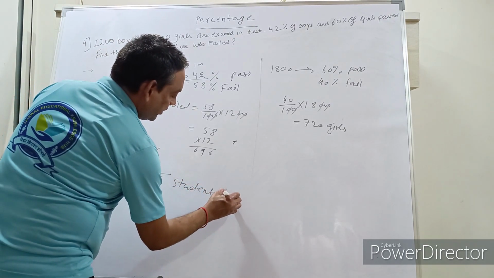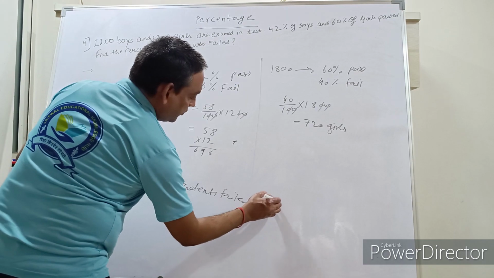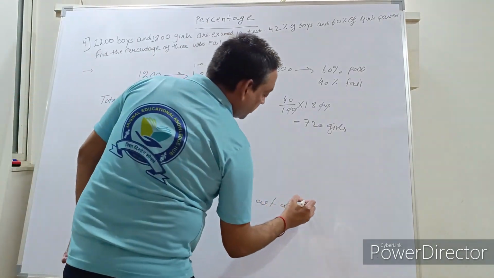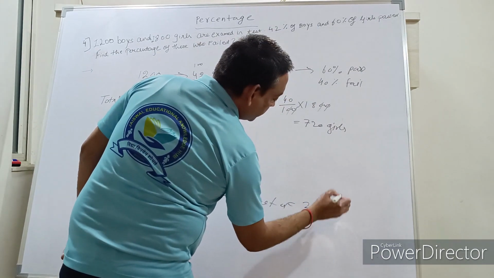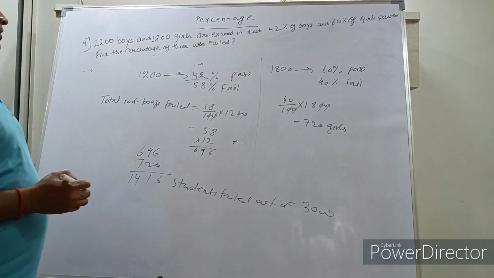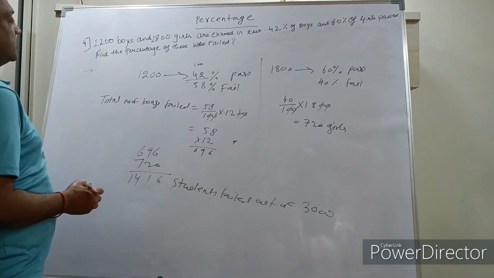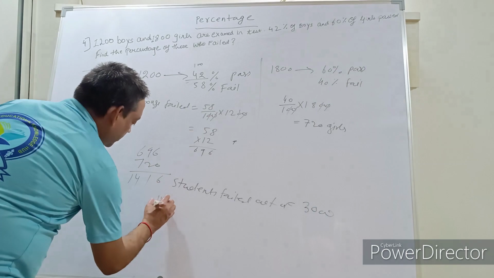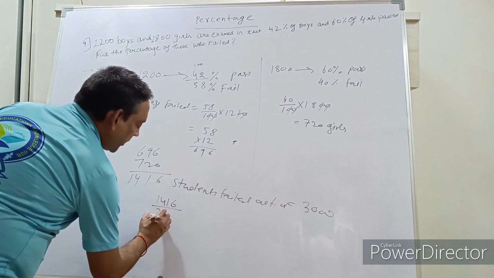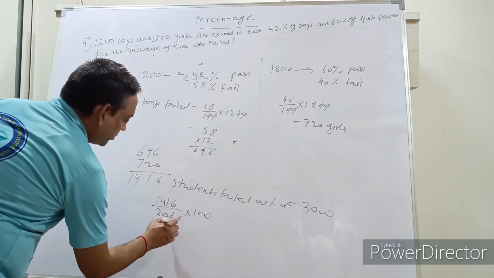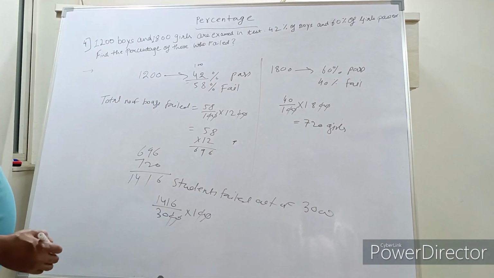Students failed out of how many? 1,200 plus 1,800, that gives you 3,000. So out of 3,000 students, 1,416 students failed. So what is the percentage of the failed? So 1,416 divided by 3,000 multiplied by 100. So the two zeros get cancelled.